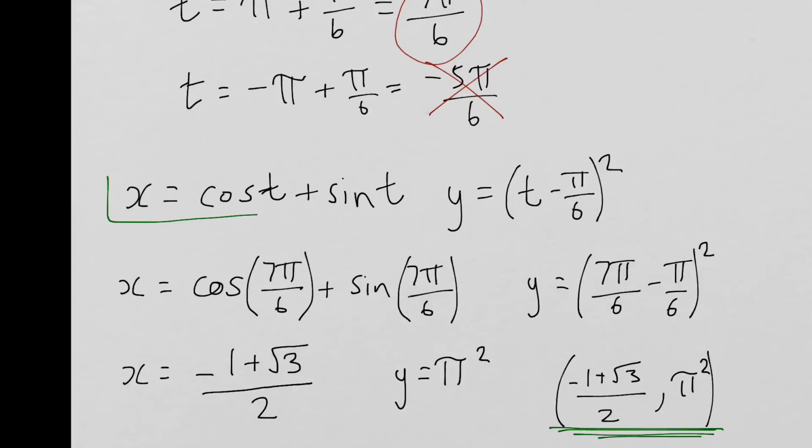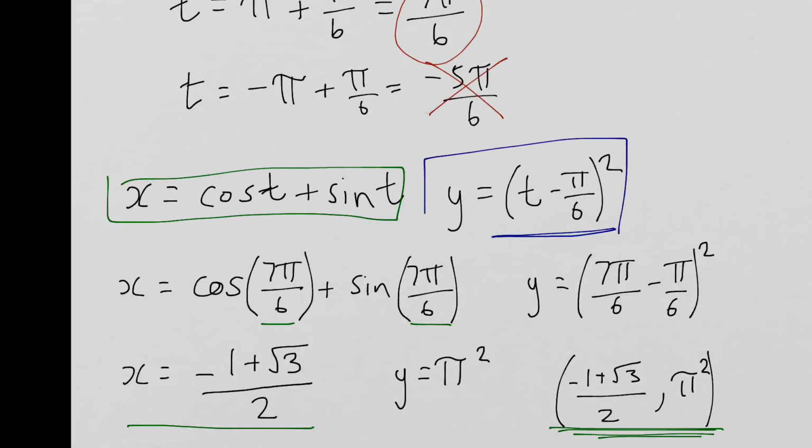So here is my x coordinate here. I've substituted in the value of t, which was 7 pi over 6, and that generated this answer for me here. And then for y, again I've done the same thing, substituted in the 7 pi over 6, that's generated this expression here, which cancelled down to give me pi squared.